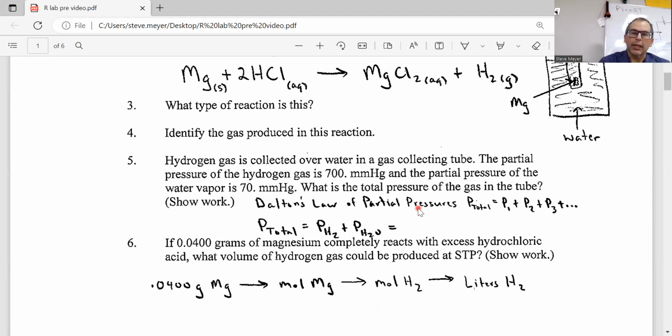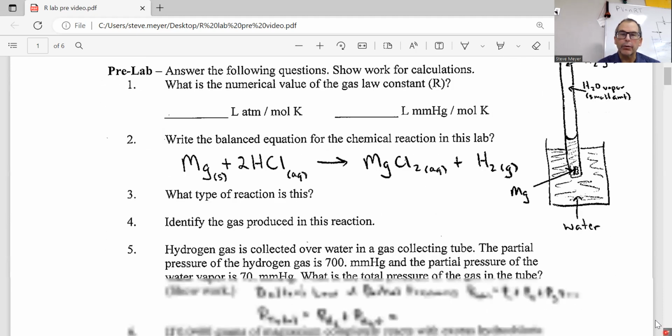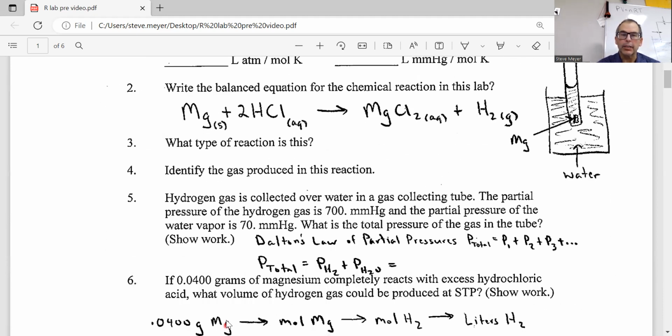Okay, the final thing is the number of moles of hydrogen gas, or liters of hydrogen gas, I guess, is a little bit tricky. And we're going to look at this. This is just an equation working with the mole train and looking back at the equation that we have before. So I'm just going to slide this back up here. And you have this equation right here. And then it says, if 0.0400 grams of magnesium completely reacts with excess hydrochloric acid, what volume of hydrogen gas can be produced?